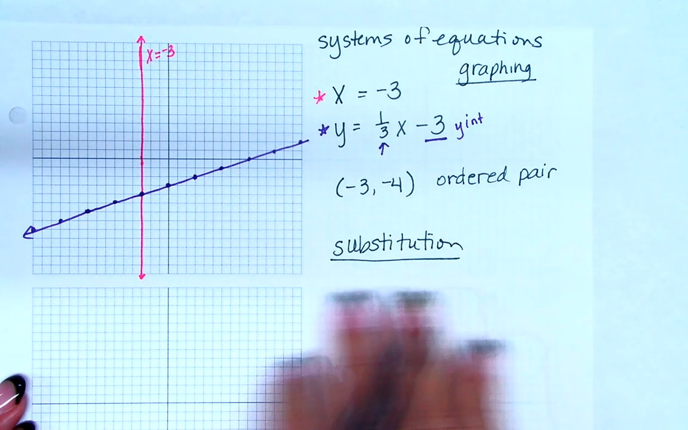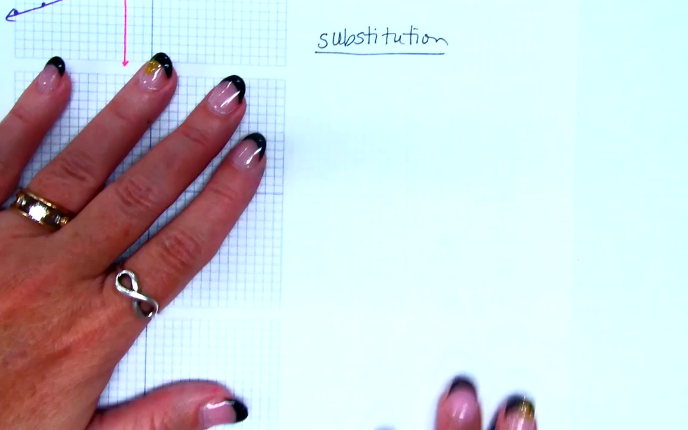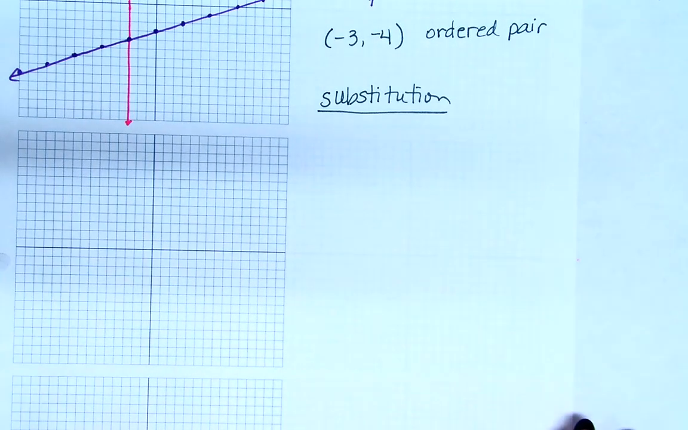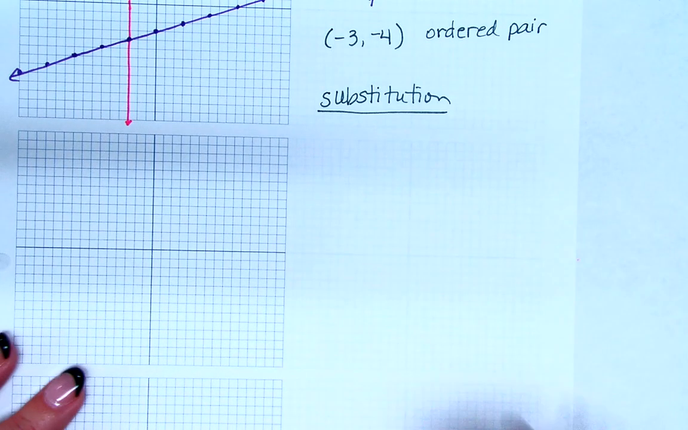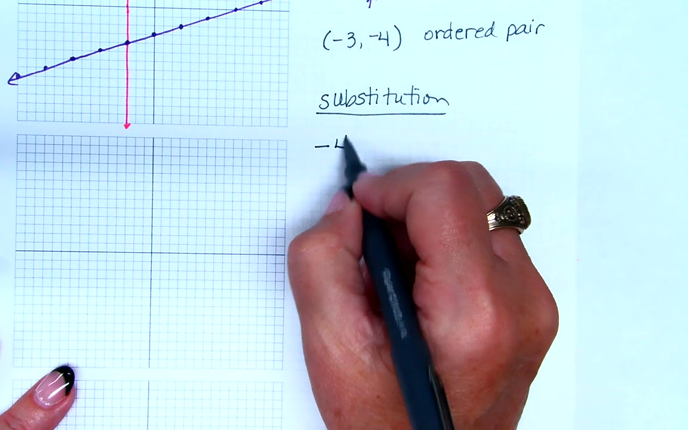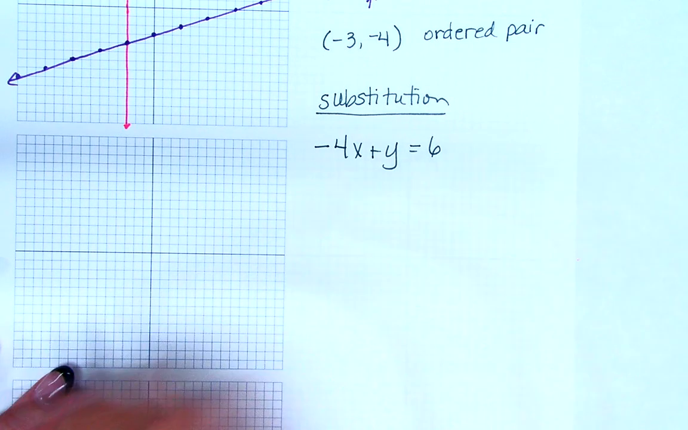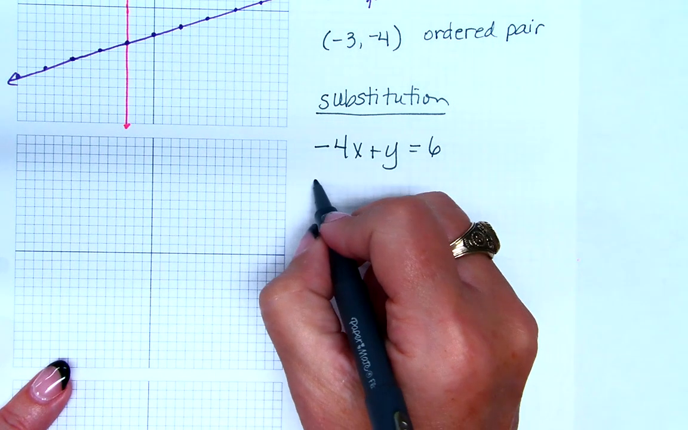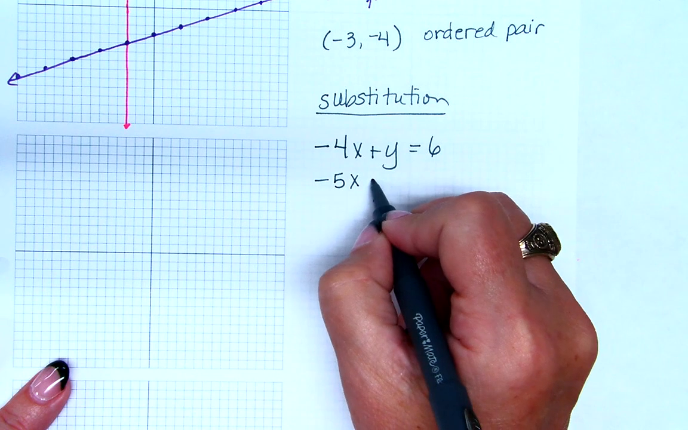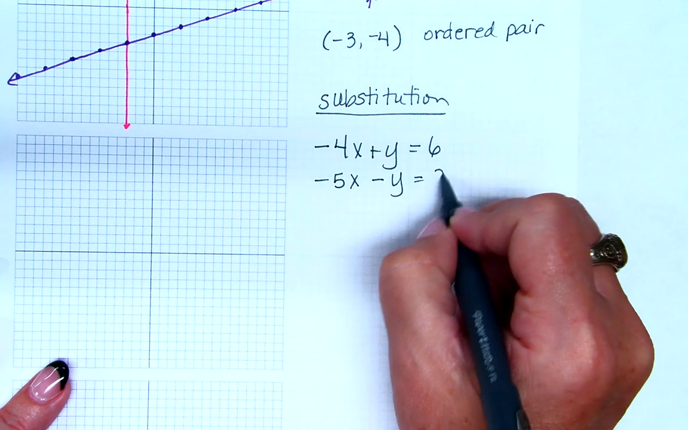Now we're not going to graph these, but we have room to write here, so we might as well use our room. Is that okay with you? Okay. -4x plus y equals 6, and -5x minus y equals 21.